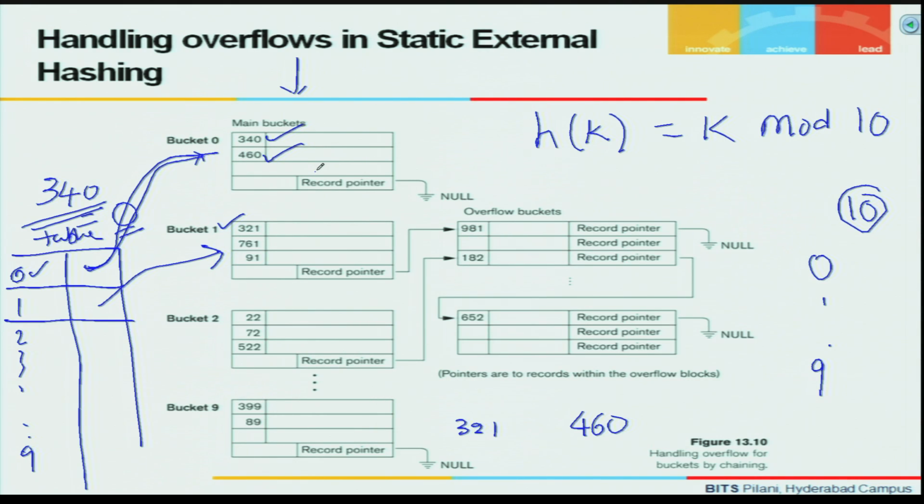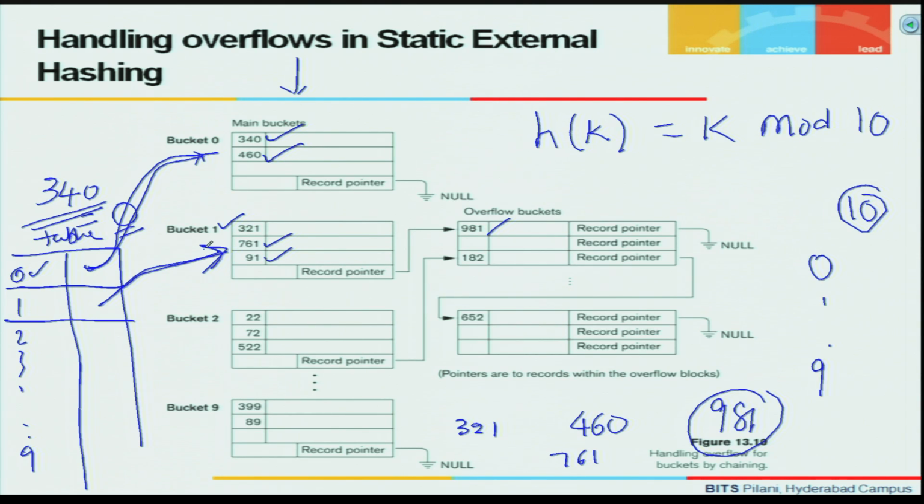Let us assume that each bucket will take only 3 records. When I insert 761, 761 mod 10 is 1, so it will be stored here. 91 is also 1, so it will be stored here. And then when I try to insert a record with key value 981, what is the result of applying the hash function? 981 mod 10 gives me 1.